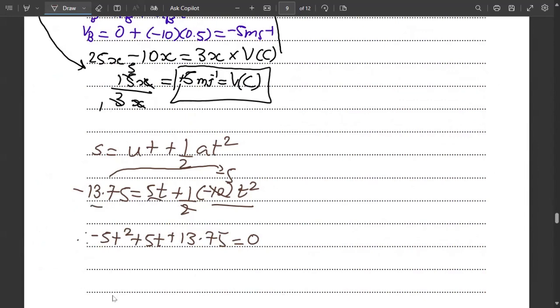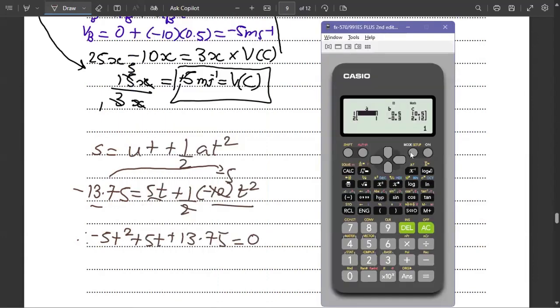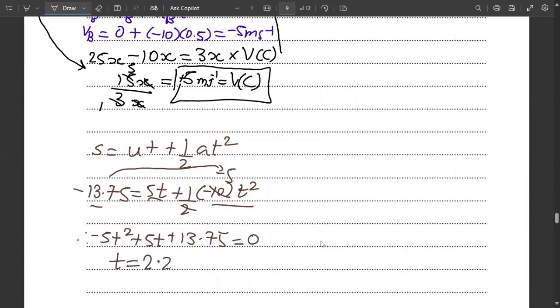Now how can I put this in the calculator? In case you don't know, I'll show you. You can press mode 5 and 3, then minus 5, 5, and 13.75. I guess I'll get two answers. One of the answers is 2.23 and the other answer is minus 1.23. But can time be negative? No. So we'll exclude this. We'll just take the answer as 2.23. Time is 2.23.